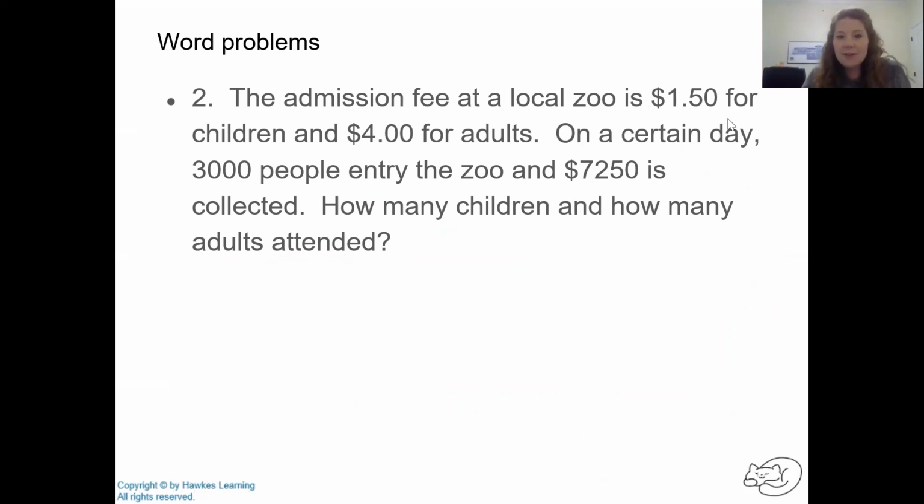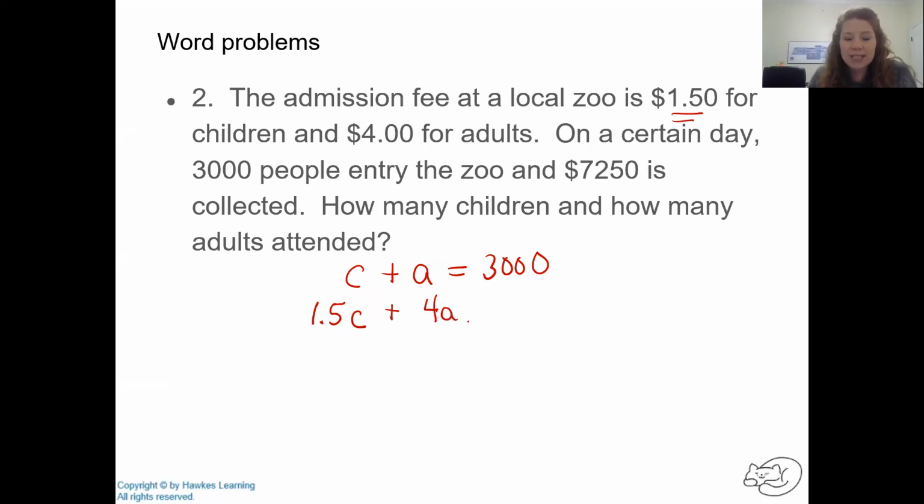Okay, so we have the number of children's tickets plus the number of adult tickets equals 3,000 tickets. The other one's all about the money. The money is $1.50 per child, so 1.50 C, plus $4 per adult, so 4A, equals how much money they made, 7,250.